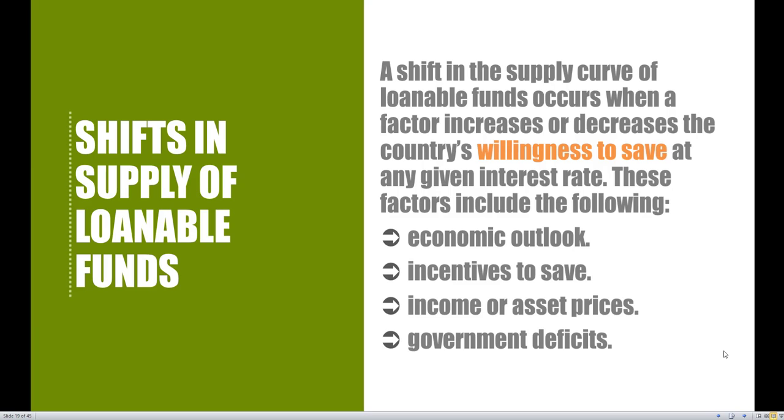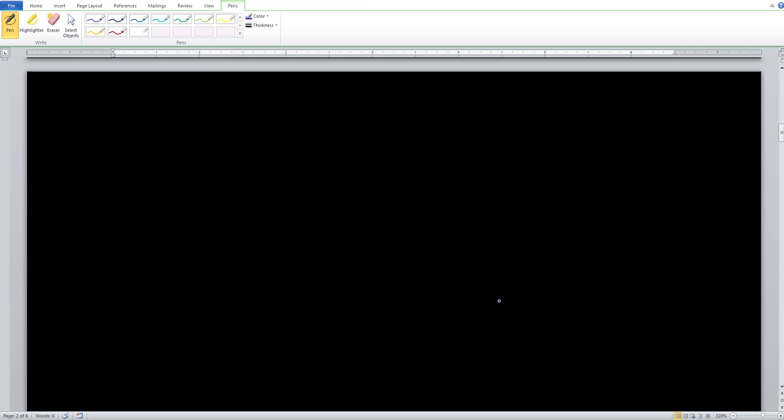So there are a few factors that we need to take a look at, and these are all going to shift our entire supply curve either away from the origin or towards the origin. So let's take a look at the determinants of supply of loanable funds. These are all things that are going to be shifting our entire supply curve.